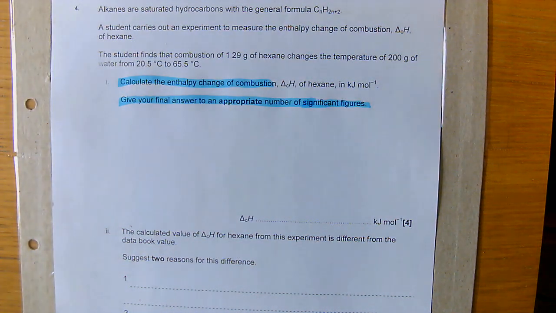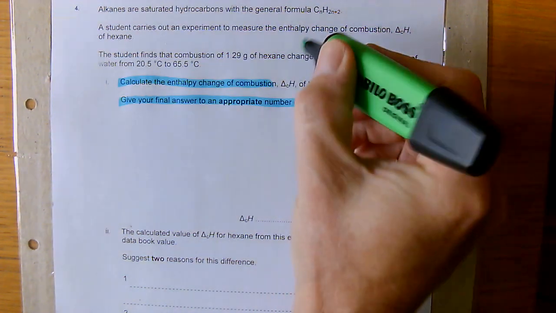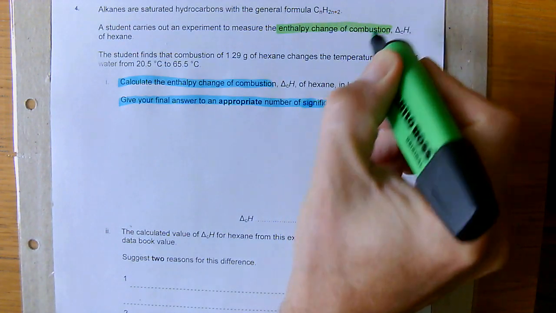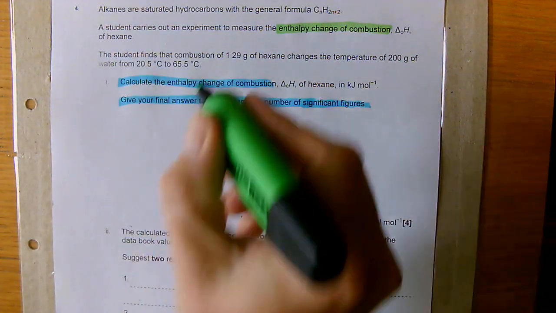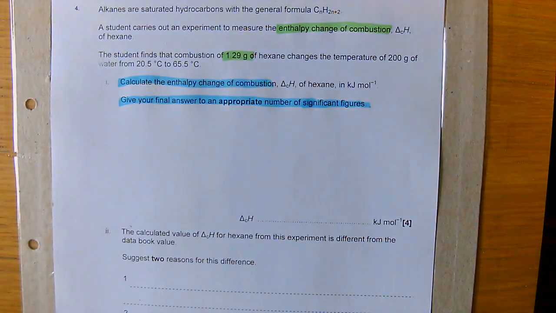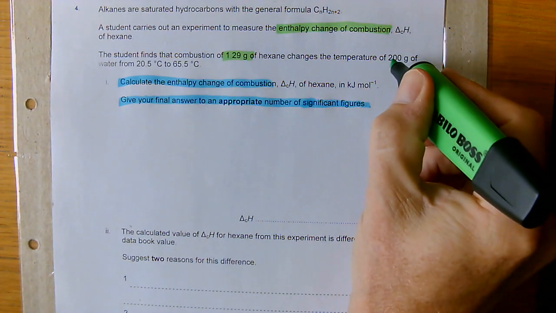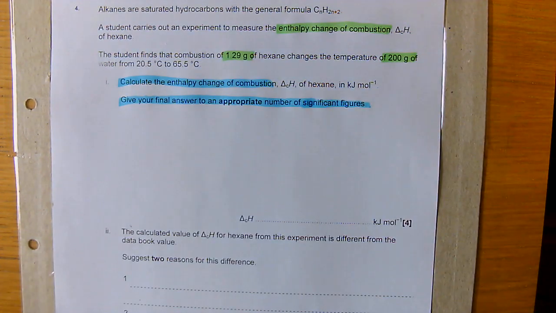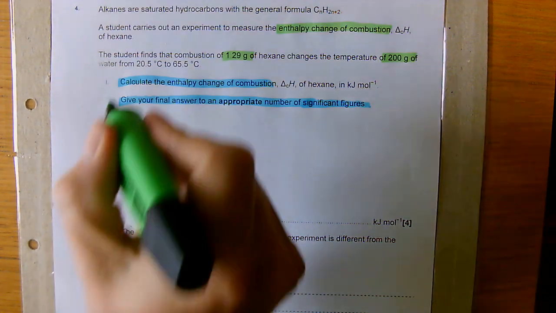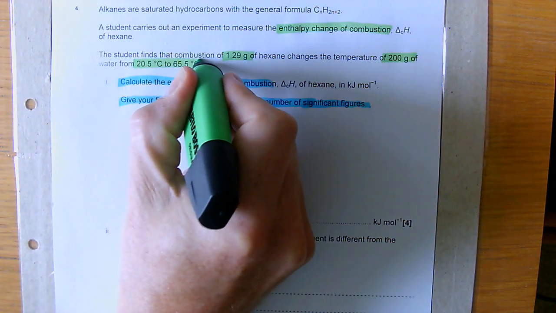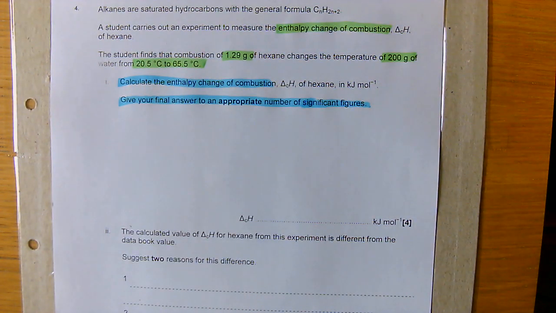So let's have a look at the key data in the question. First of all, what are we trying to work out? Well, we're trying to work out the enthalpy change of combustion of hexane. It tells us the mass of hexane, 1.29 grams. It tells us the mass of water that's being heated up, which is 200 grams. And it tells us the temperature rise of the water, which is from 20.5 to 65.5. So we're going to need to use all of those numbers in our calculation.